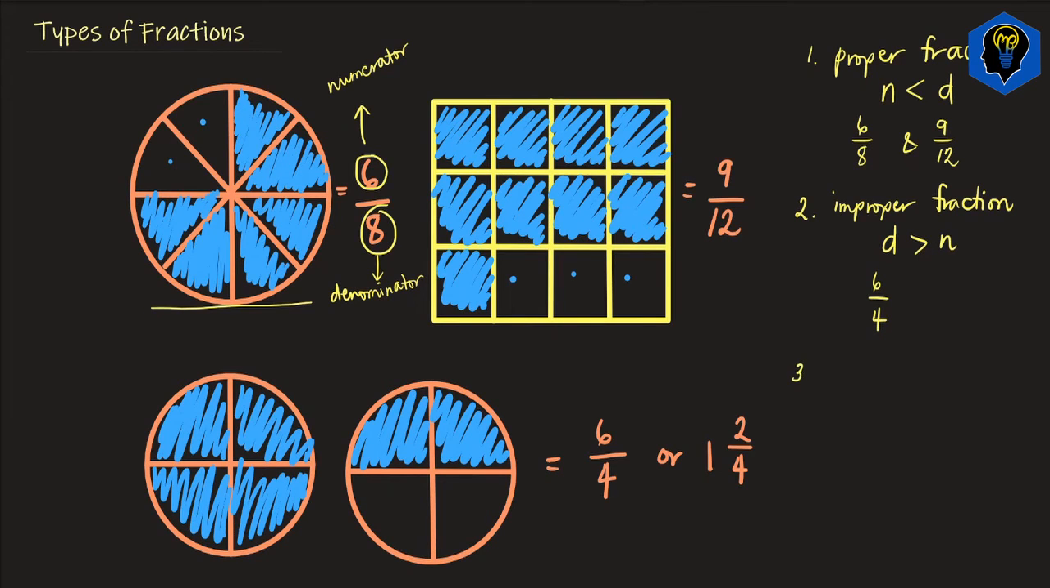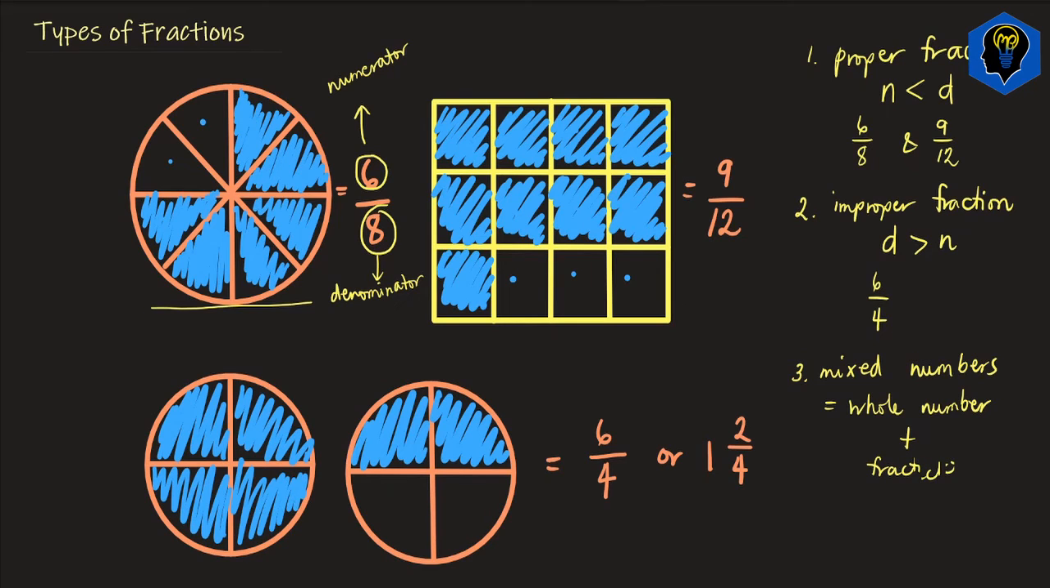Then, lastly, we have mixed numbers. So, mixed numbers are composed of a whole number. So, may isang buo ka or kung ilang buo. Kaya siya tinawag na whole number. Whole number plus a fraction.